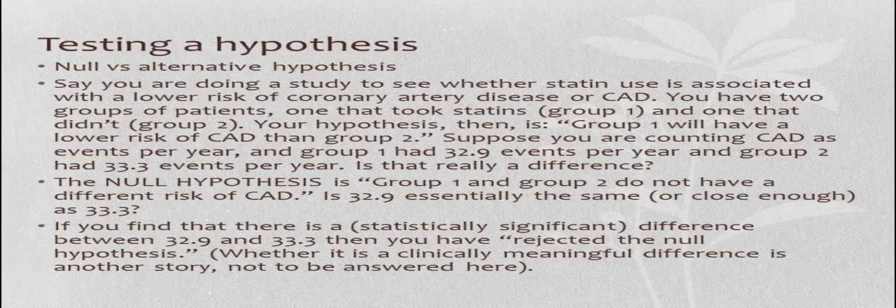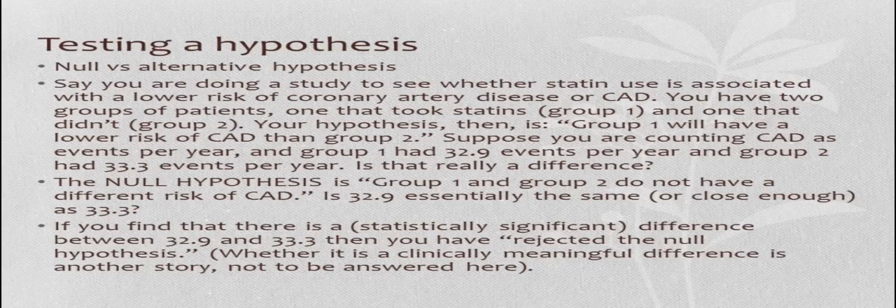So suppose you're counting CAD as a continuous variable, as events per year. And group 1's mean was 32.9 events per year, and group 2 had 33.3 events per year. Those are pretty close. So the question is, is that really a difference? And so the null hypothesis is group 1 and group 2 do not have a different risk of CAD, meaning 32.9 is essentially the same or close enough to 33.3 that it doesn't really make a difference.